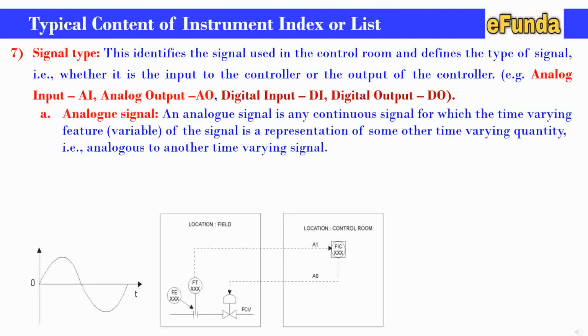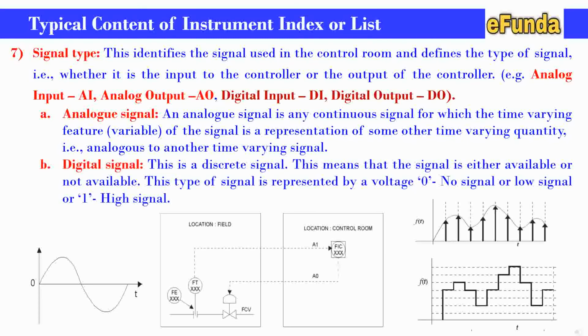Analog signal. An analog signal is any continuous signal for which the time varying feature, that is the variable of the signal, is a representation of some other time varying quantity, that is analog to another time varying signal. One can see below where 0 to T is shown and this analog signal is shown, and in another location all the field instruments are connected to the control room with the help of analog signals. It is input to the controller and analog output from the controller to the final control element. This is analog signal.